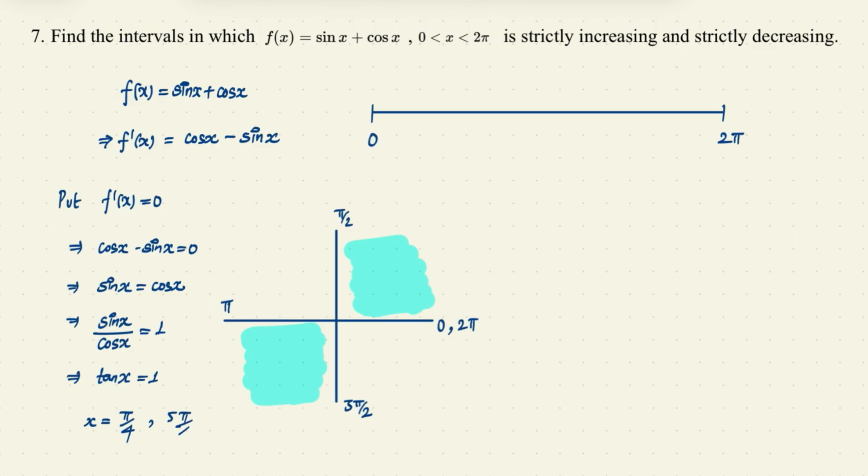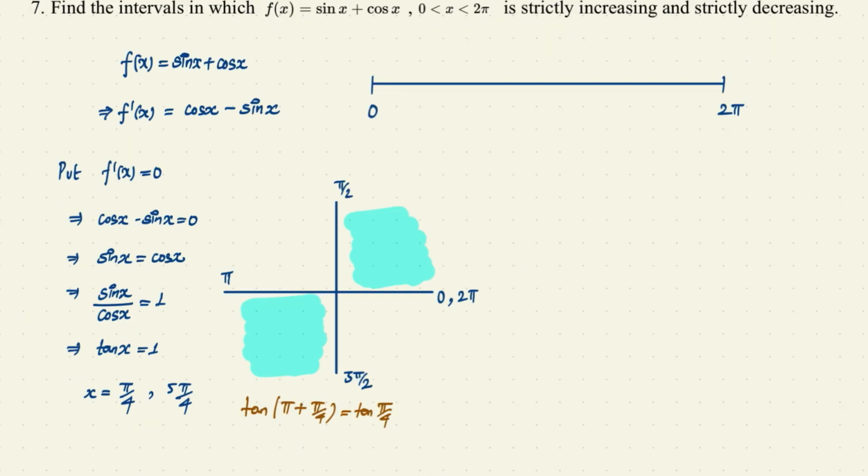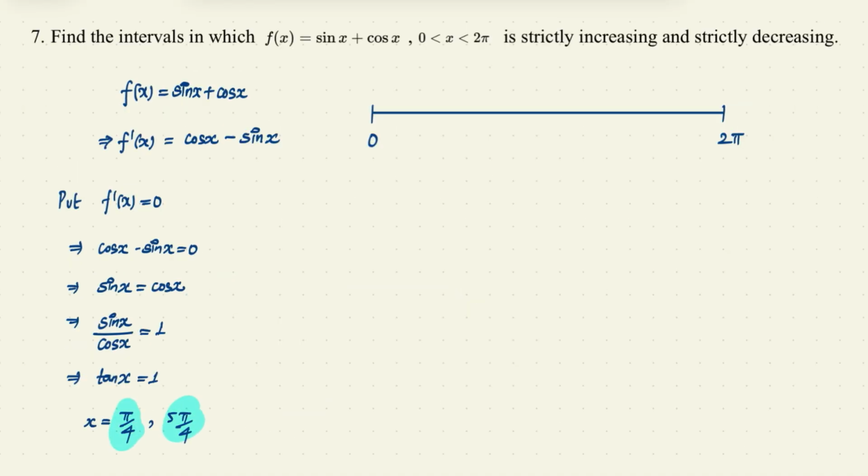5 pi by 4. See, how to do that is, we know from trigonometry that tan of pi plus pi by 4 can be written as tan pi by 4 only, because tan of pi plus theta is tan theta only. If I add pi plus pi by 4, then I'll have 5 pi by 4, and this is equal to tan pi by 4, and tan pi by 4 is plus 1. Hence the value of x is 5 pi by 4, and 5 pi by 4 lies in the third quadrant. So that means we have got the value of x, which means we have got the critical points. So here pi by 4 and 5 pi by 4 are the critical points.